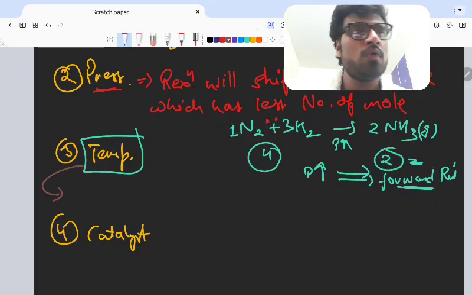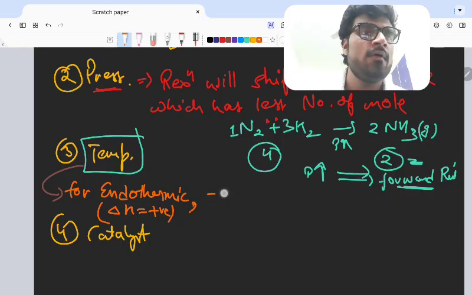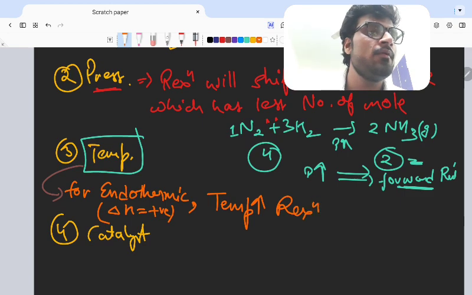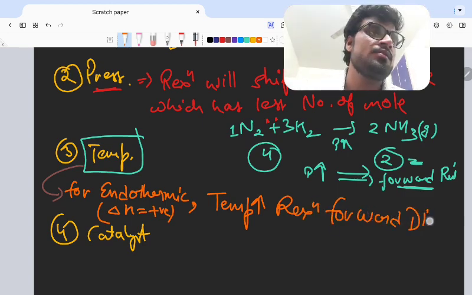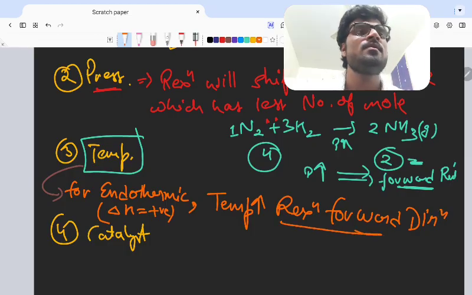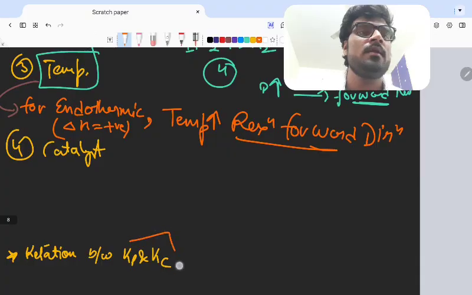Another statement I want you people to just remember is that for endothermic reaction, it means what? Delta H is equal to positive. We all know this thing. For endothermic reaction, if temperature is increased, reaction will move in forward direction. Okay, this simple statement you have to remember. We will do some questions also later on, but remember this point only.